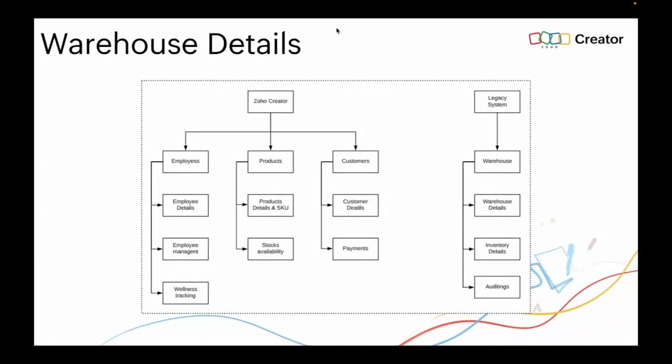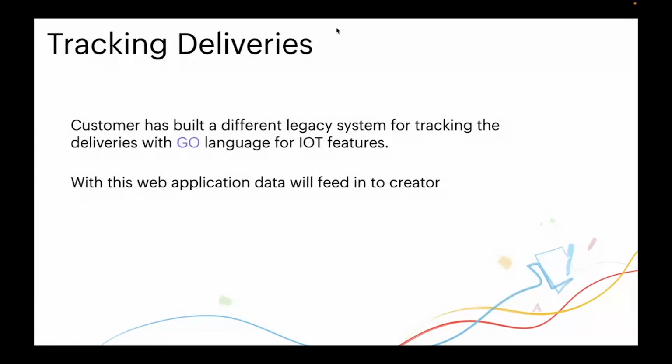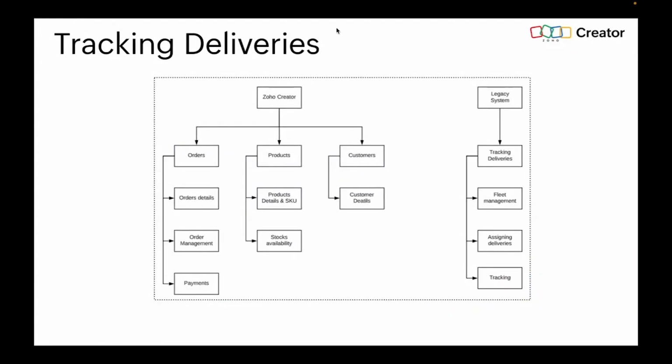Within Zoho Creator, we have employee details, product details, and customer details. And within the legacy system, we have all the warehouse information. Similar to that, we have a tracking delivery system. Let's say that this is written with the Go language for the IoT features. And here we have Zoho Creator, where we have maintained the order details, product details, and customer details. And within the legacy system, we have the tracking deliveries, fleet management, assigning deliveries, and the tracking system.